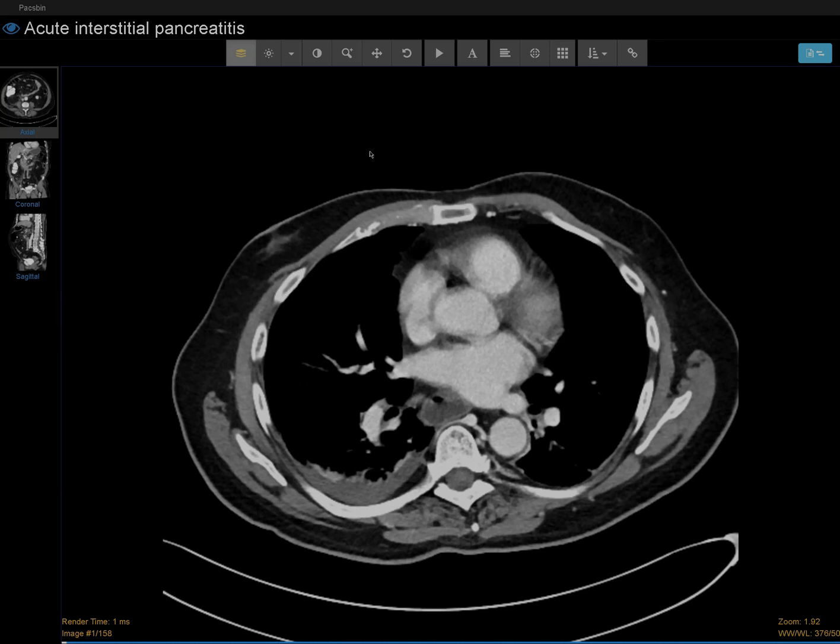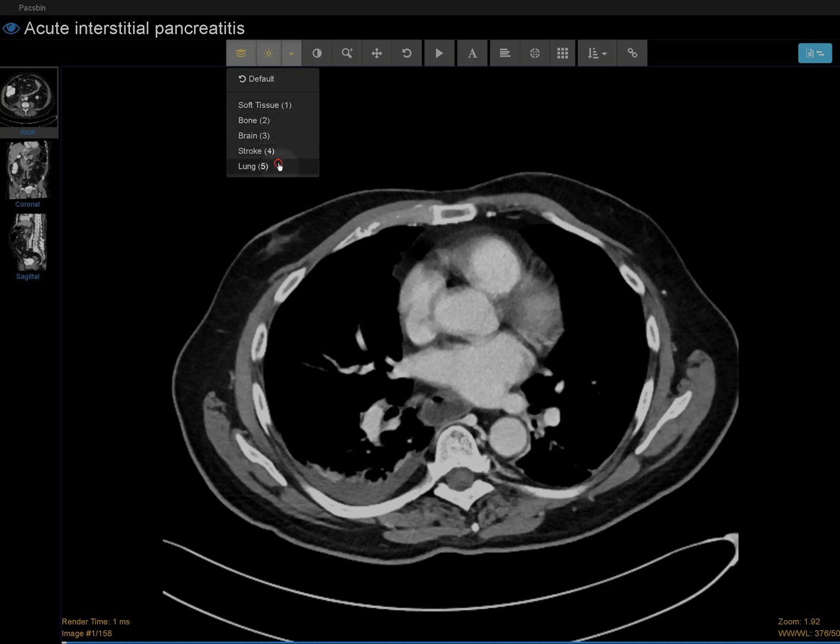Hi guys, we have a case of acute interstitial pancreatitis. I'm going to take it assuming that I don't know the history. Let's just assume that this is a patient that comes into the emergency department with acute abdominal pain. And again, the first thing I like to do is take 15-20 seconds just to scroll through the images to find out if there's any area that I would want to focus more on. And only after that I do my regular search pattern.